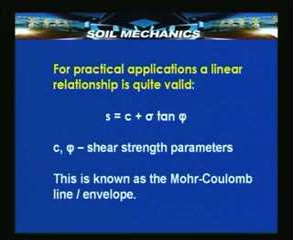For all practical applications, suffice it to say that a linear relationship between stress and strength is sufficient to determine whether failure takes place or not. This is what is known as the Mohr-Coulomb failure plane. On the Mohr circle, this can be expressed by a line having an equation S is equal to c plus sigma tan phi, as we shall be seeing a little later.